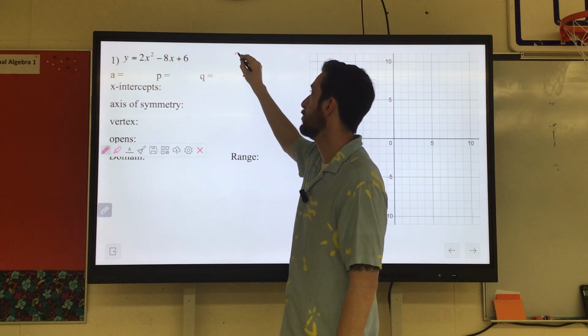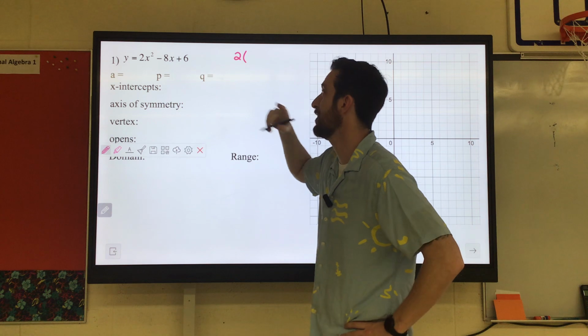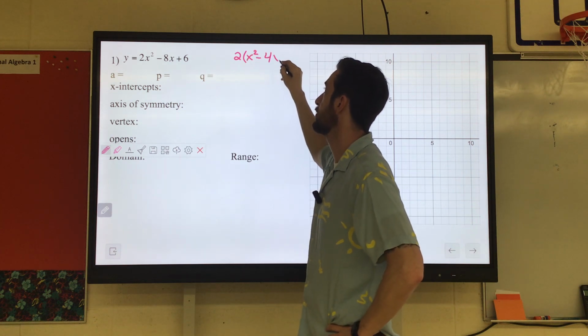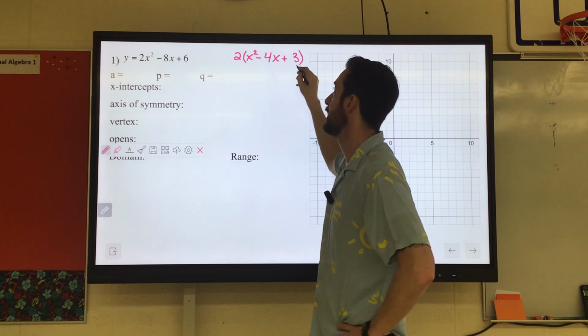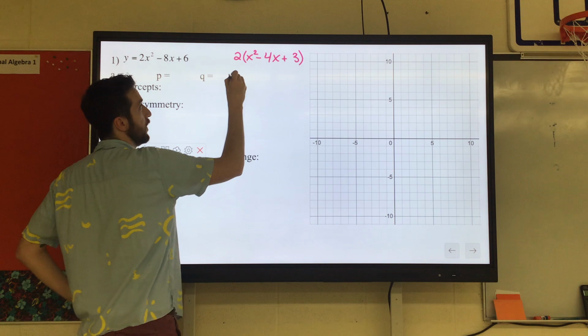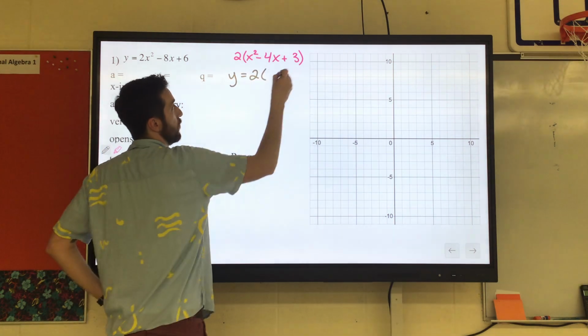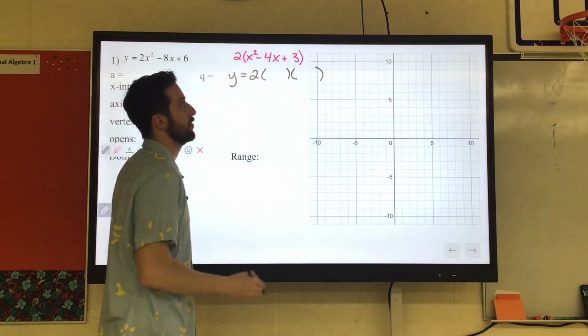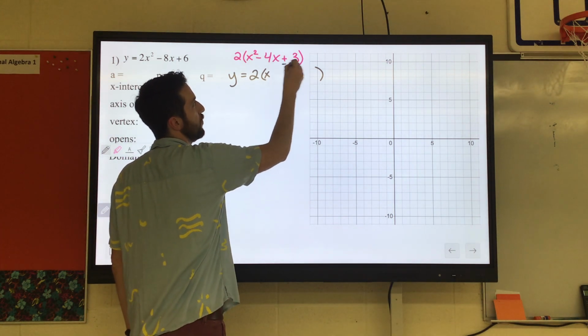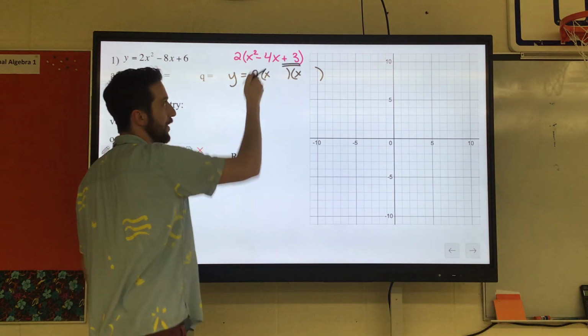So we're going to factor out a 2, which would leave us with 1x squared minus 4x plus 3. And then remember when you're factoring trinomials like this, y equals 2, we're going to form two sets of parentheses here. The numbers we pick always have to multiply to c and add up to b.